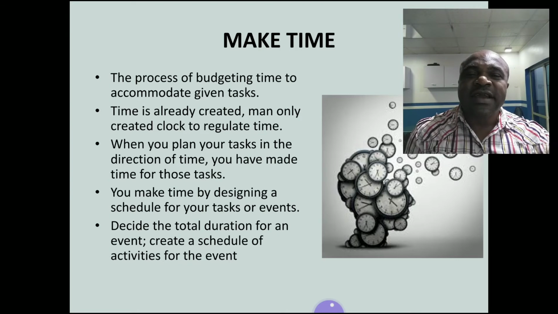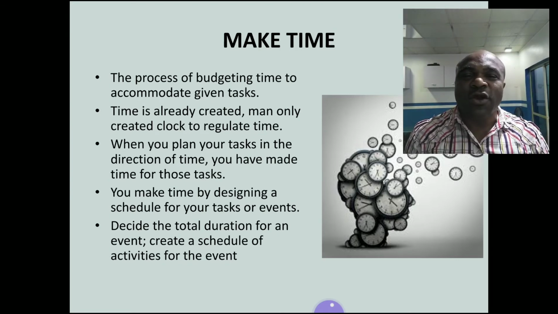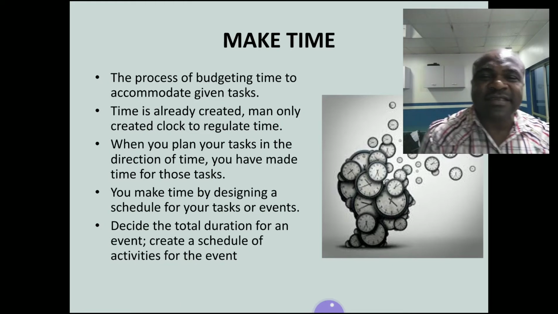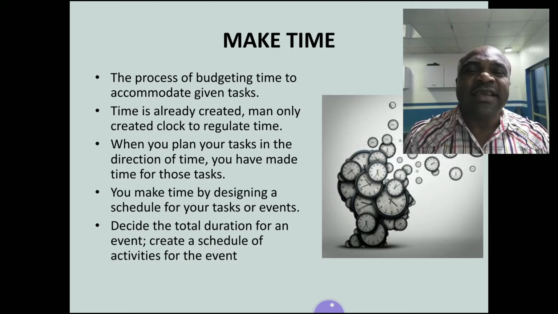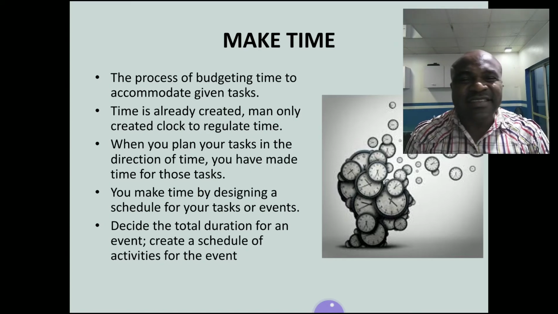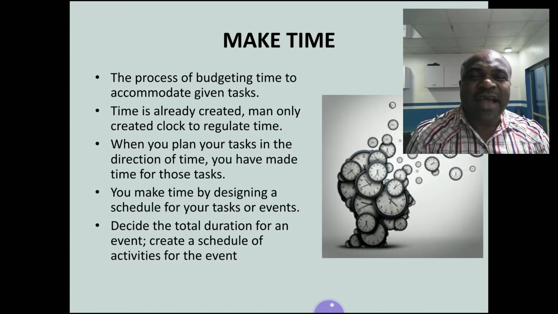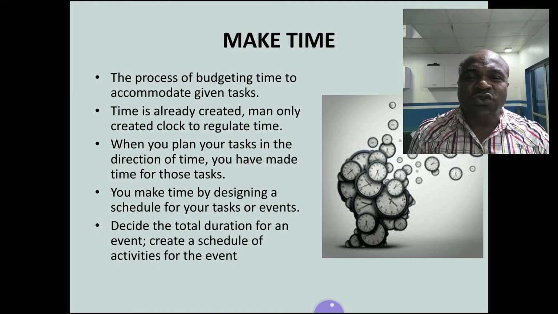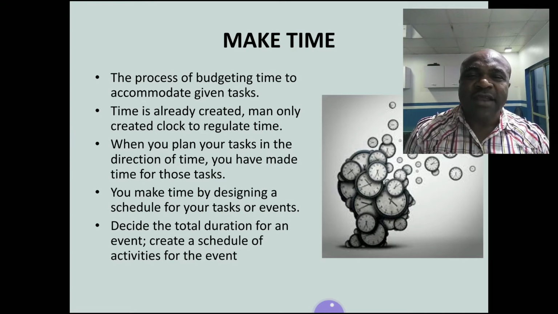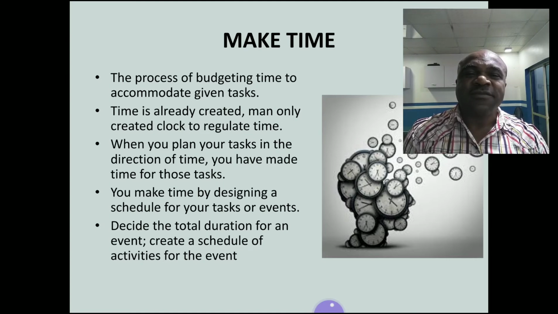Time is already created. Man only created the clock to regulate time. When you plan your tasks in the direction of time, you have made time for those tasks. What are we talking about? We're saying that when you look at the time available, then you fix your tasks, your events within that time. That is how you make time. You make time by designing a schedule for your tasks or events. Decide the total duration for an event, create a schedule for the activities for that event.